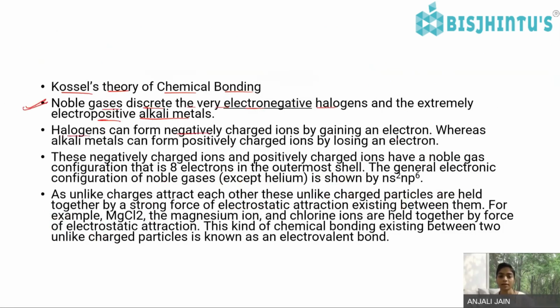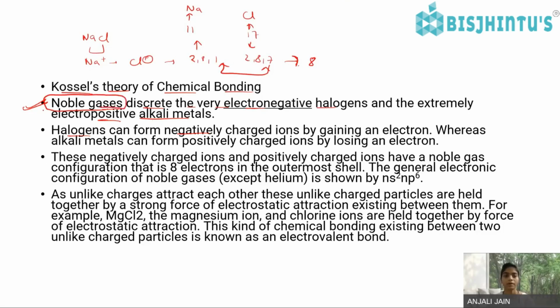Halogens can form negatively charged ions by gaining an electron. Alkali metals can form positively charged ions by loss of an electron. So it's not just about the noble gases. What Kossel is telling is that halogens and alkali metals can easily form these negatively and positively charged ions, which have a noble gas configuration of 8. If we take the example of NaCl, Na positive and Cl negative: Na is 2, 8 from atomic number 11, whereas chlorine is 17, so it gives 2, 8, 8. So the outermost valency is 8 over here, fulfilling the noble gas rule given by Lewis.